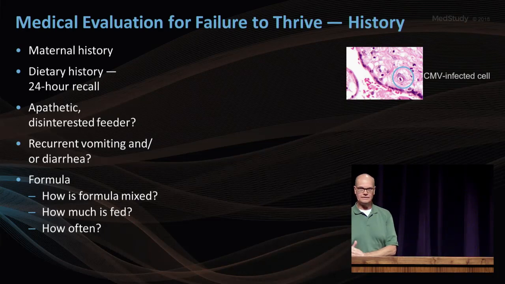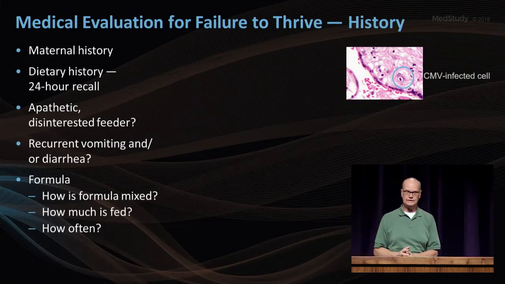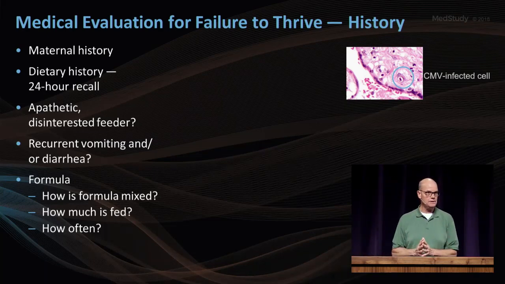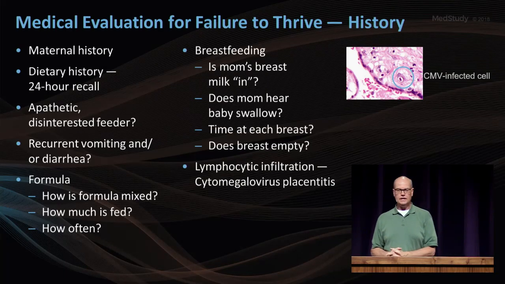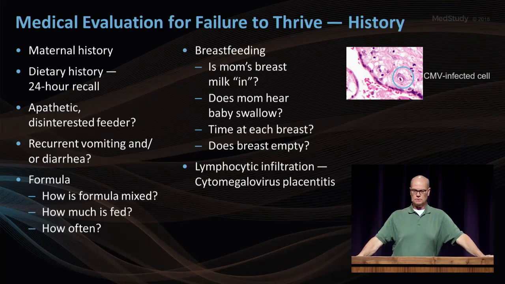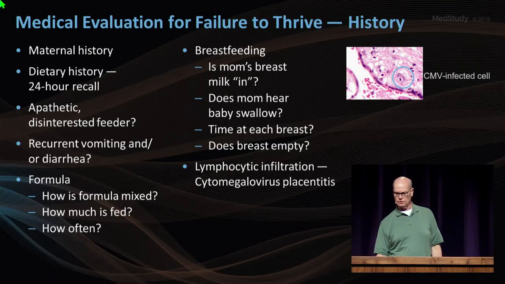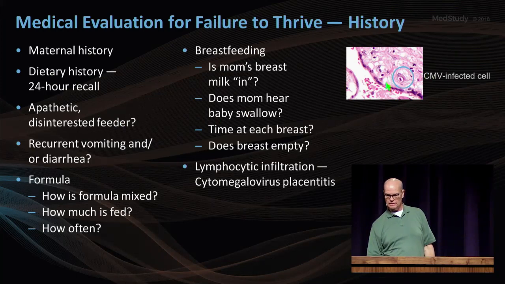And if it is not, then the next best step is going to be get a metabolic panel to look for hypo or hypernatremia, depending upon the mistake that is being made during mixing. And if mom is breastfeeding, be sure that her milk is in, that she is aware that her infant is swallowing, and that her breast is empty at the end of feeding. Perhaps you learn that mom had a CMV infection. Here's a CMV infected cell from the placenta, which would account for failure to thrive. So medical evaluation begins with a careful history.